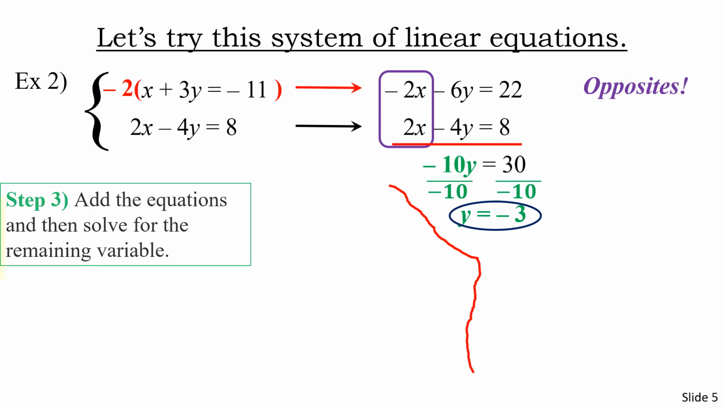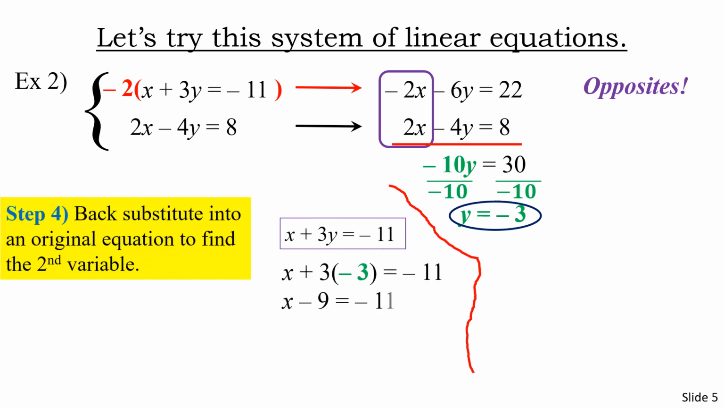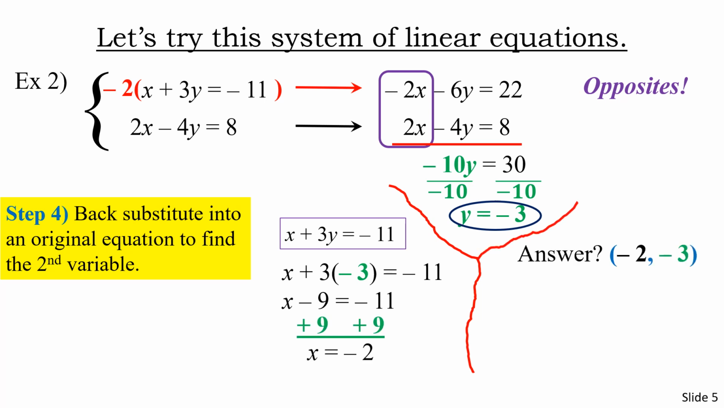Step 4, back substitute into one of the original equations. I'm going to choose the top one. Notice I didn't choose -2x minus 6y equals 22, the one I created. I chose the original, x plus 3y equals -11. Plugging in the y value of -3 gives me an x value of -2. So it looks like the answer is -2, -3.